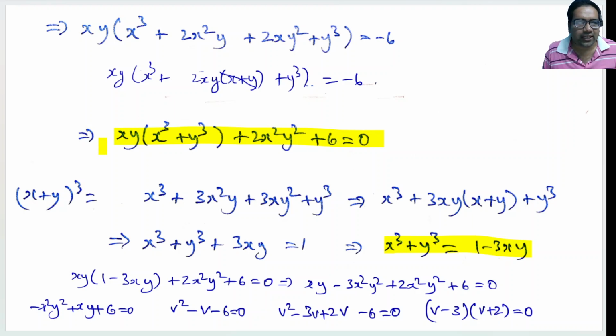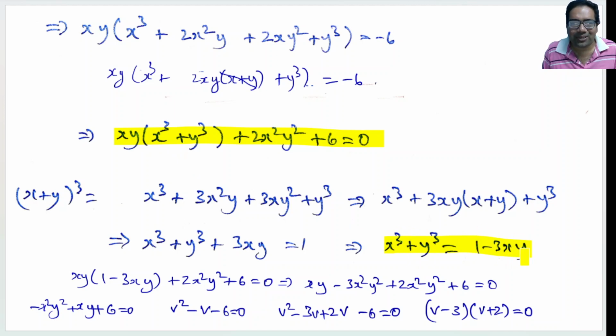So that the entire equation is in terms of xy. That's what we wanted. Instead of 5 powers, the original equation was in 5 powers, right? Now we want to simplify those 5 powers. So we reduce that to 3 powers first, and these 3 powers also we are getting in terms of xy.